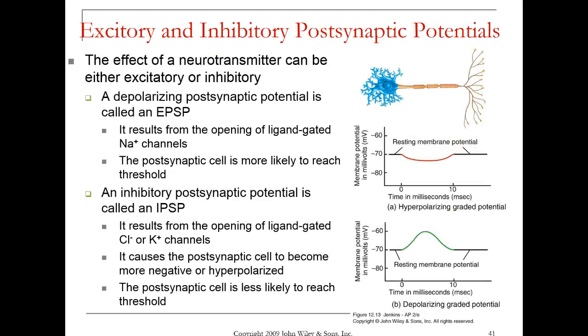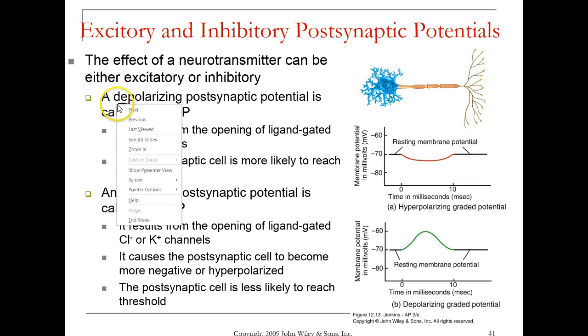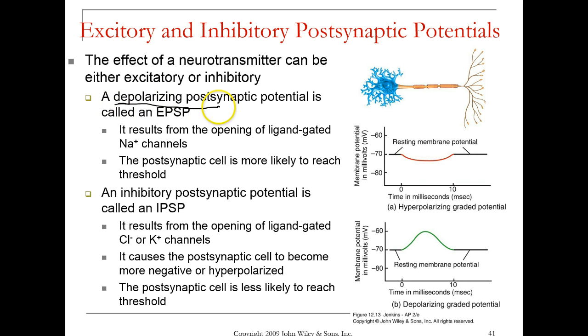All right, so just like when we saw the graded potentials, I said that the graded potentials could be depolarizing or they could be hyperpolarizing. Well, it's the same thing here. So we could have excitatory postsynaptic potentials or inhibitory postsynaptic potentials. So first let's talk about a depolarizing postsynaptic potential. We call it an EPSP, and that stands for excitatory postsynaptic potential.